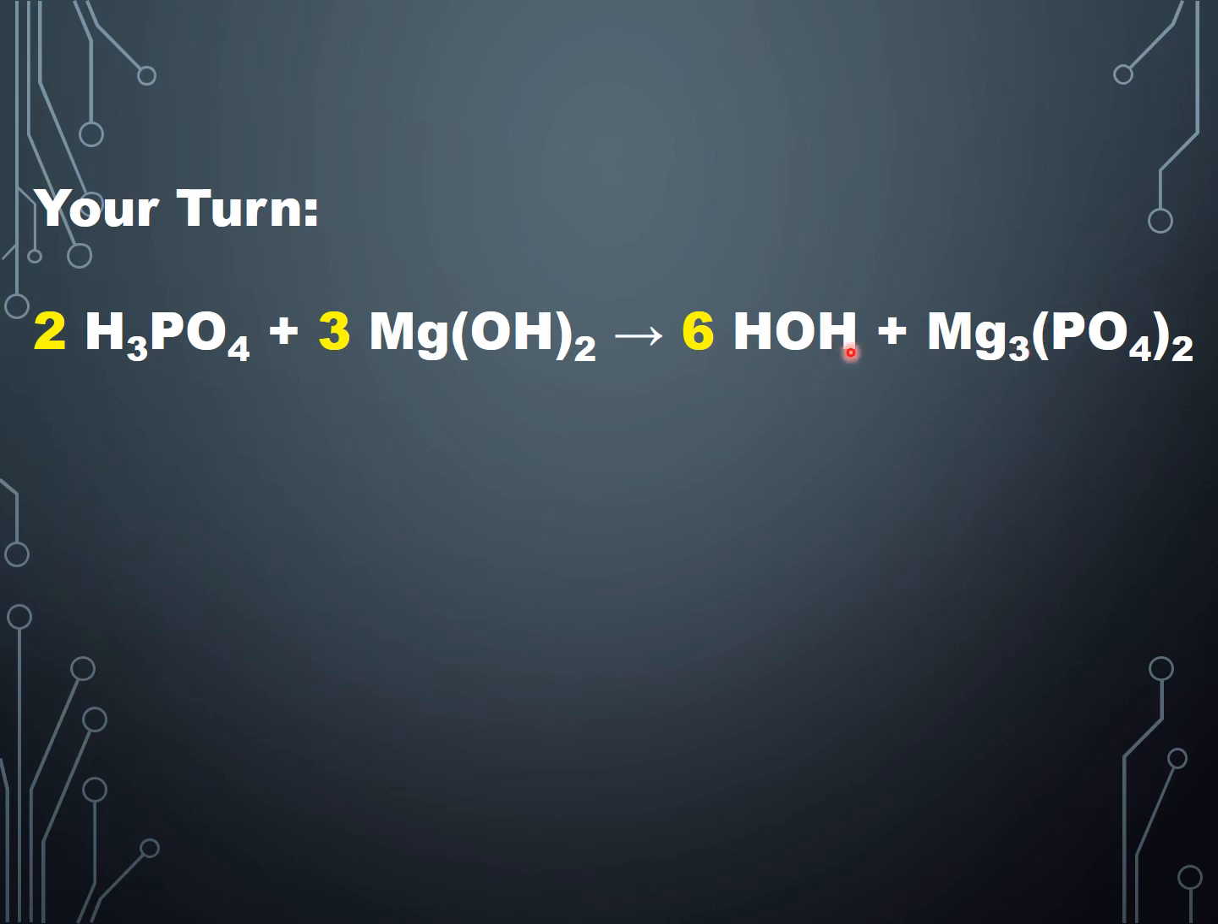The waters, we ended up with 6 of those, because to balance the H's and the OH's, since I had an odd number of hydrogens here, I made it even by multiplying by 2, gave me 6 hydrogens. I needed to have 6 hydroxides, and I started with 2, so I multiplied by 3. That gave me 6 hydrogens, 6 hydroxides, so I could make 6 waters, and the salt took care of itself.